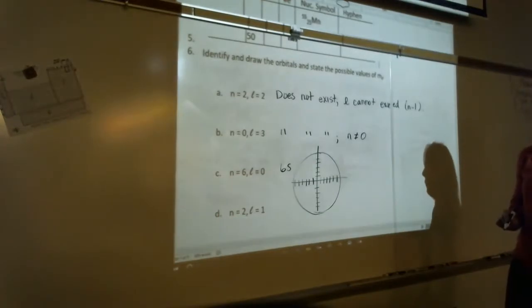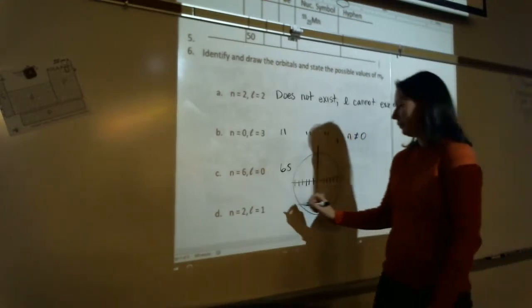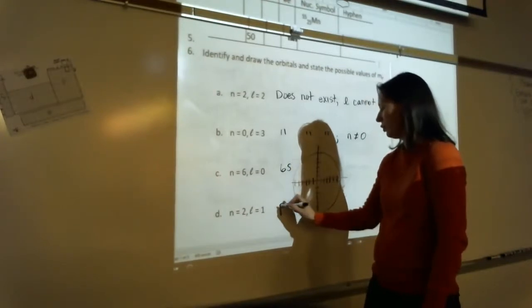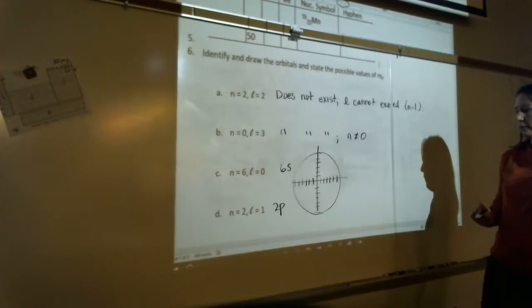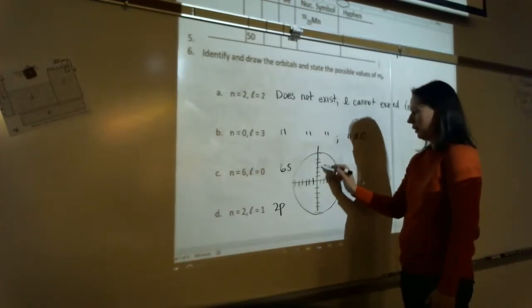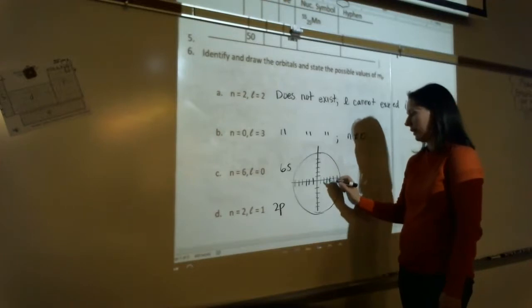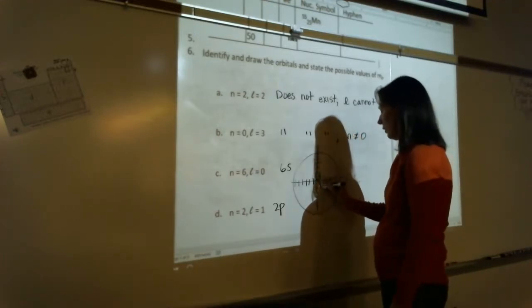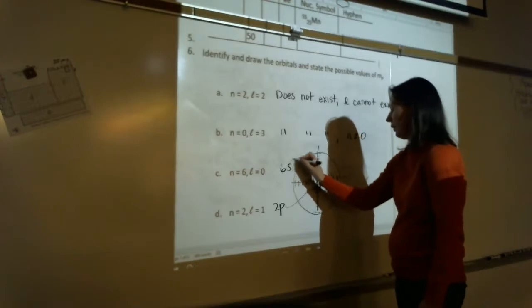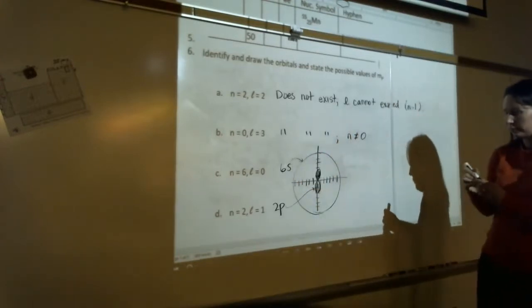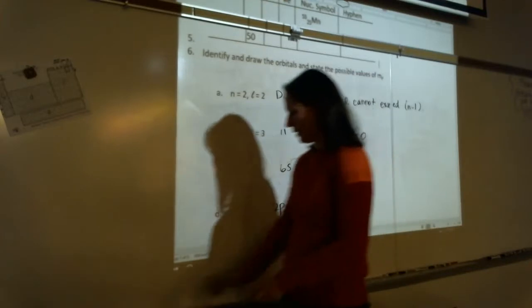n equals 2, L equals 1. Does that exist? Yes, it does. What is that? P orbital. With what value of n? 2. 2p. So how would you draw a 2p orbital? What shape is that? You could draw it like a dumbbell, like the figure 8, or side to side. The scale's kind of off there, right? There you go. There's your 2p. There's your 6s. Questions on number 6?